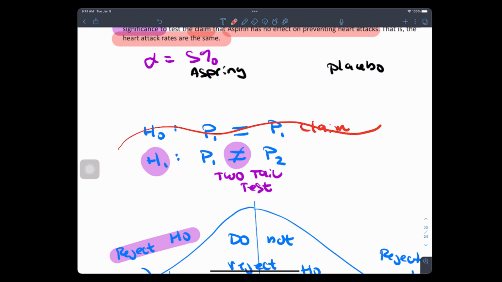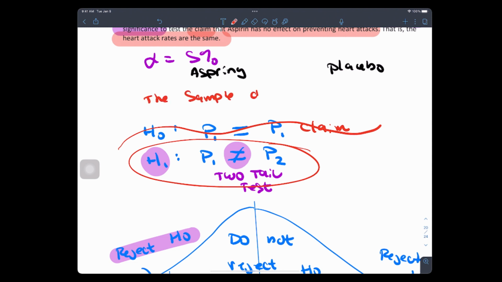The null is gone. That means we accept the alternate. Is that true? What's our conclusion? Sample does not support the claim. You say, why doesn't the sample support the claim? Because you rejected the claim, which happened to be the null.